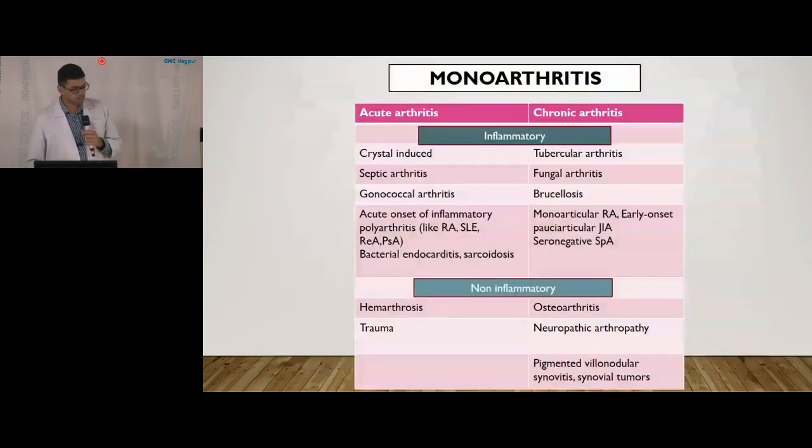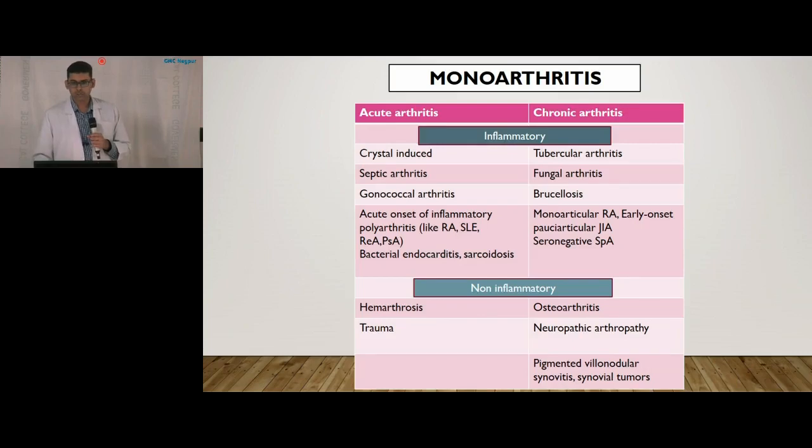So these are the differentials for monoarthritis, acute as well as chronic, of inflammatory and non-inflammatory origin. The inflammatory group includes septic arthritis, gonococcal, and acute forms of inflammatory arthritis which would progress to involve the larger joints and the other joints of your body. In chronic arthritis, we need to understand tubercular, fungal and brucellosis.